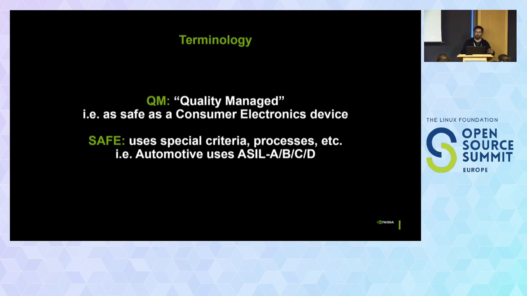Usually in safety, you talk about the safe part of the system because it's involved in some evaluation which goes beyond the implementation. There's a set of quality criteria and analysis that are applied to this component. QM instead is just quality managed, and what it means is that it's developed properly, but it's not supposed to be involved in any safe use case.